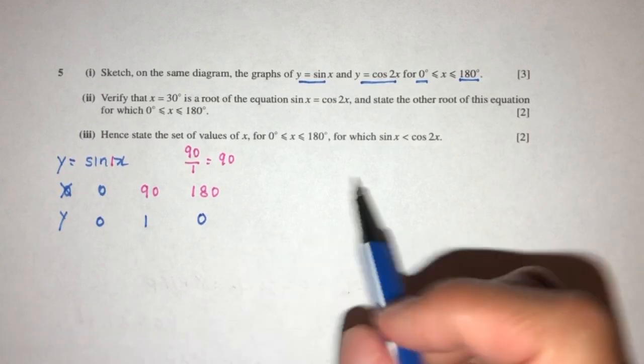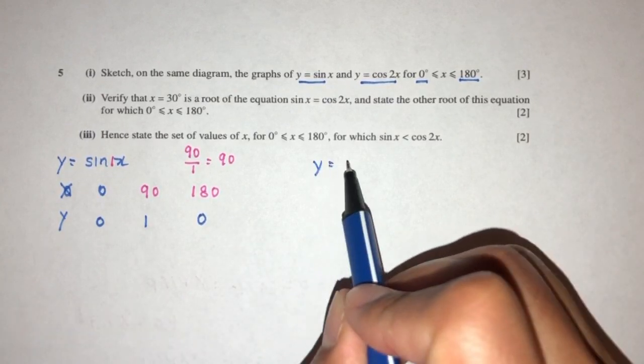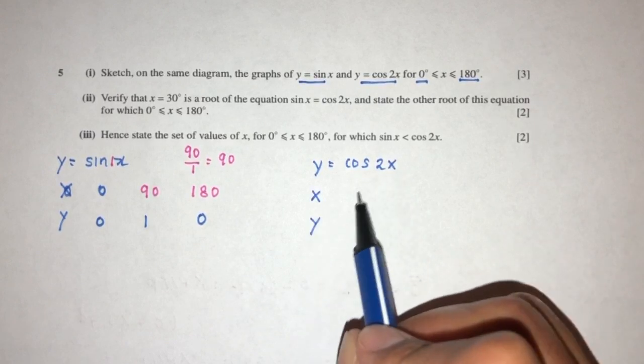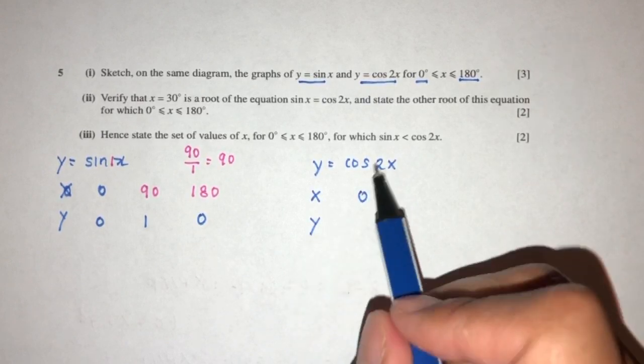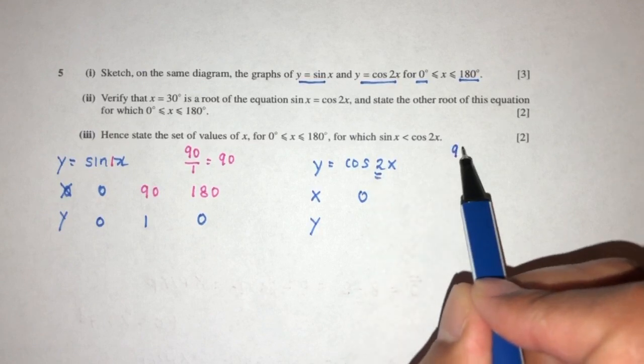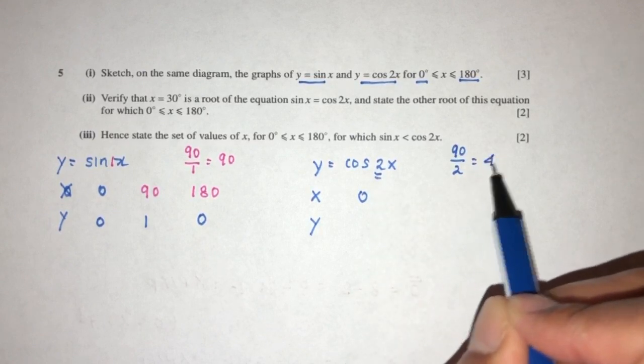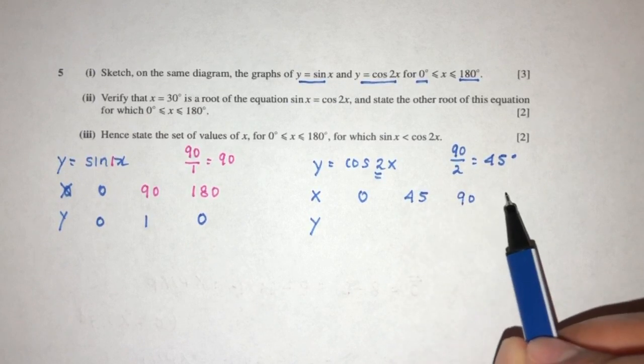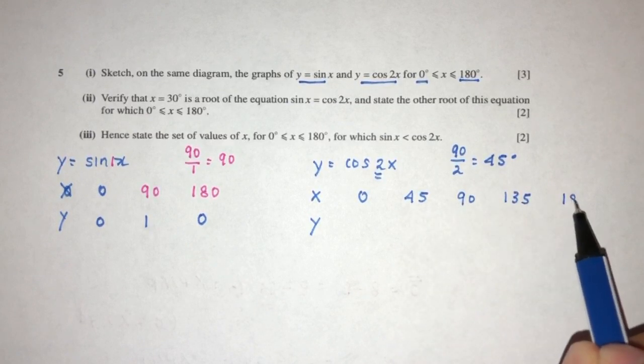Now what's next? For y is equal to cos 2x, the interval here, we have 2. Take 90, divide by 2, that should be 45. So the interval should be 45: 45, 90, 135, and 180.